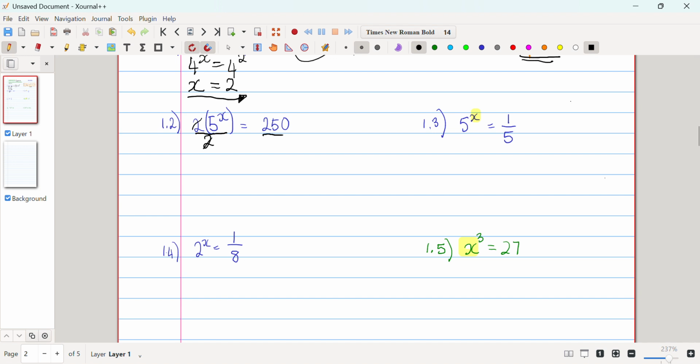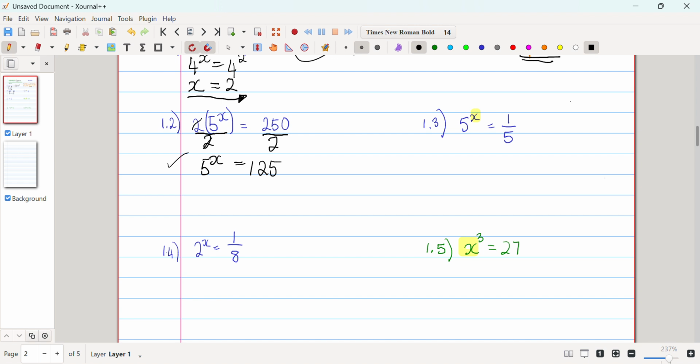And then over here, we need to do the same thing to the other side of the equal sign. So essentially, when we simplify it, 5 to the power of x is equal to 250 divided by 2, which is 125. So step 1 is done. We got a tick. For step 1, we got this part alone.